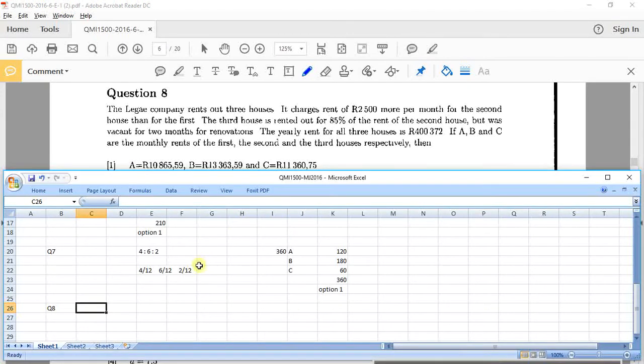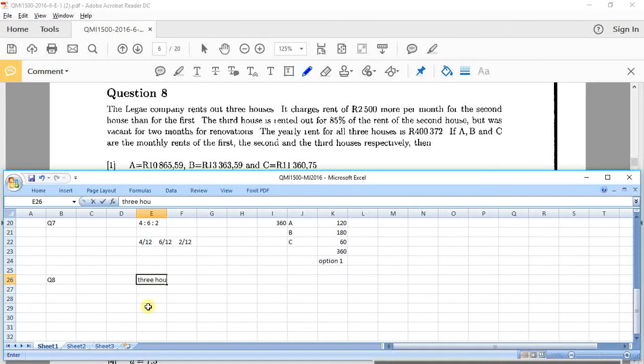Right, question 8. A large company rents out 3 houses, A, B, C. It charges rent of 2,500 more per month for the second house than the first. So the first is x. B is going to be x plus 2,500. The third house is rented out for 85% of the rent of the second house. So 0.85 of bracket x plus 2,500. That's what I've read.